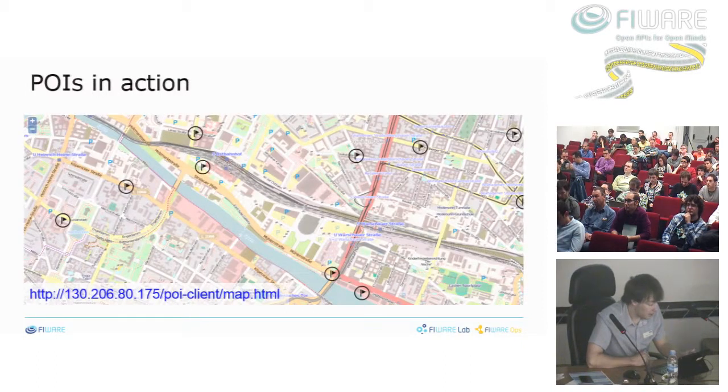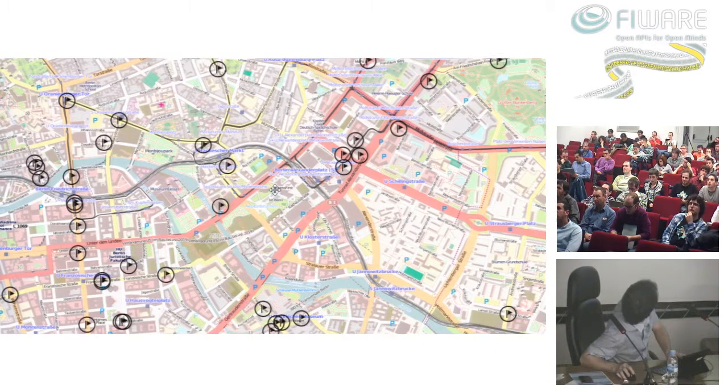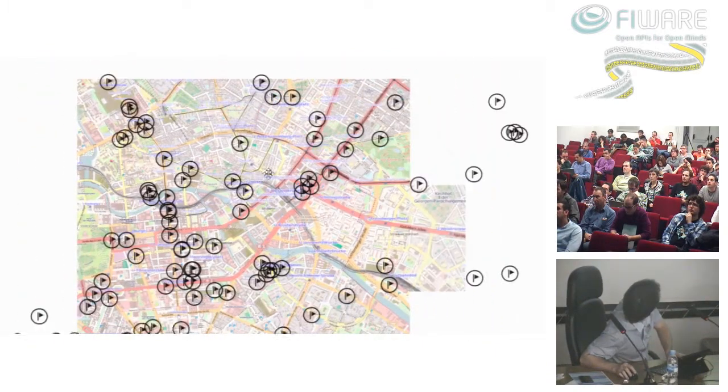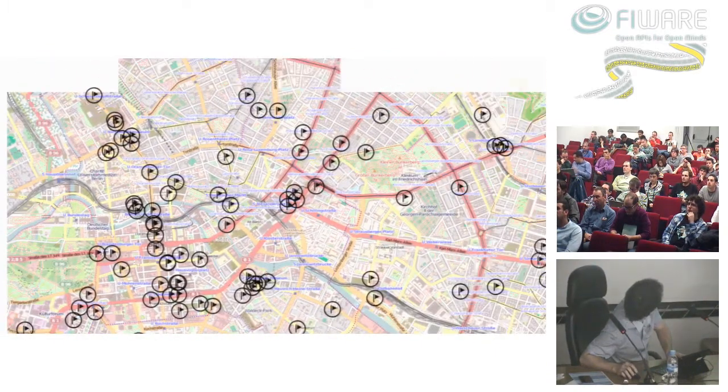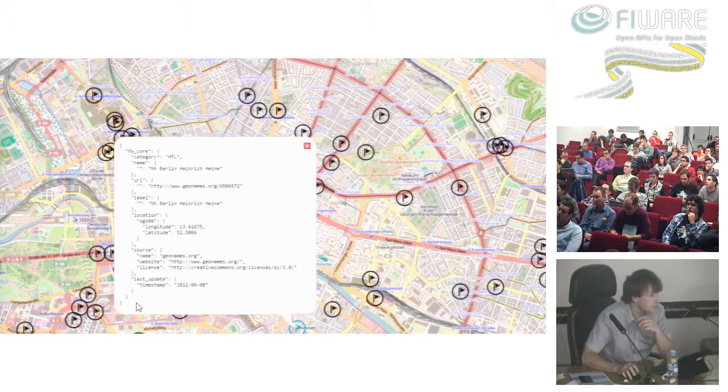Let's see how this looks like in action. There is this one. So that's obviously Berlin, and it visualizes hotels, I guess, hotels in Berlin, and this gives the raw data that is delivered by the POI Data Provider.